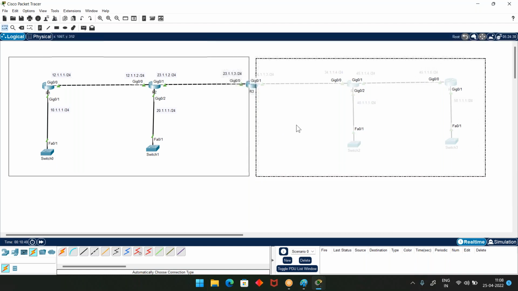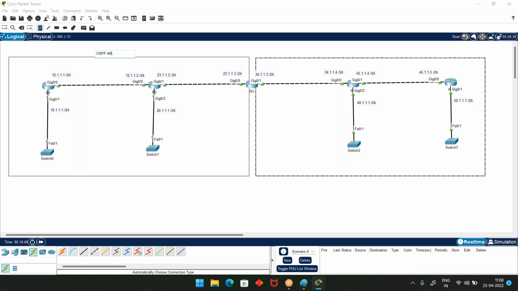Check this now. Here I can configure the OSPF area 0. Here I can configure the OSPF area 1. Let's define any as per your requirement. You can define any area here, either area 1, area 2, area 3, area 10, 20, 30, 40, anyone as per your requirement.